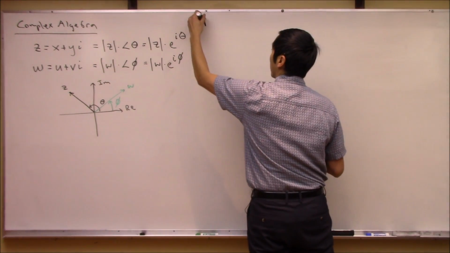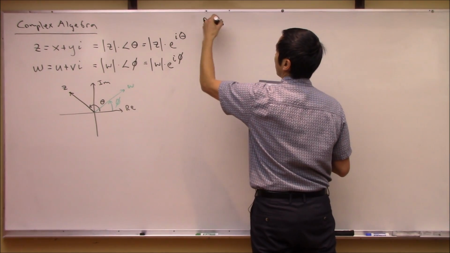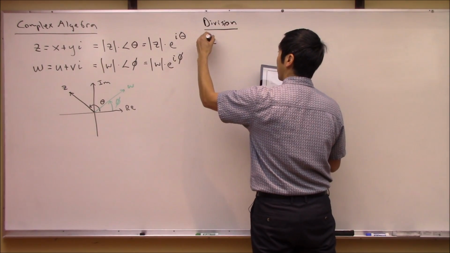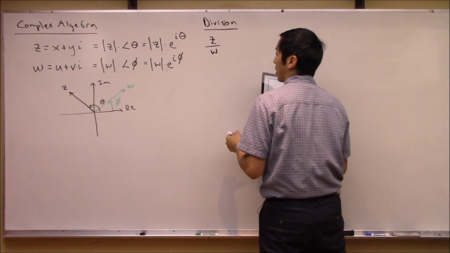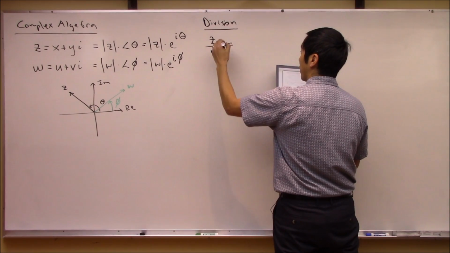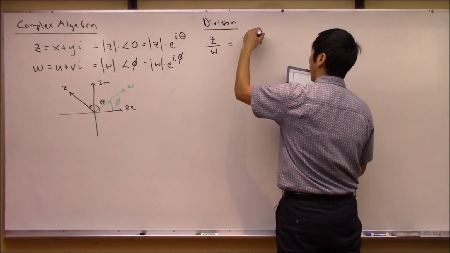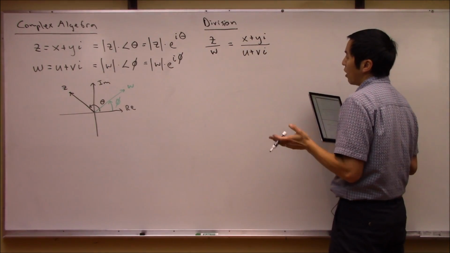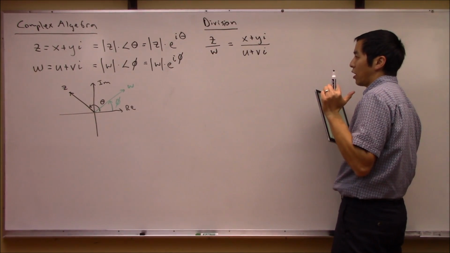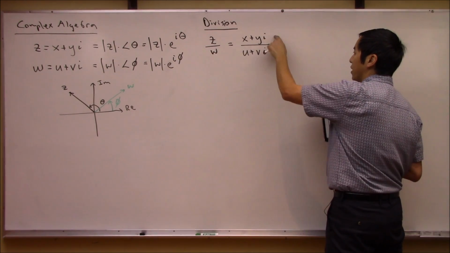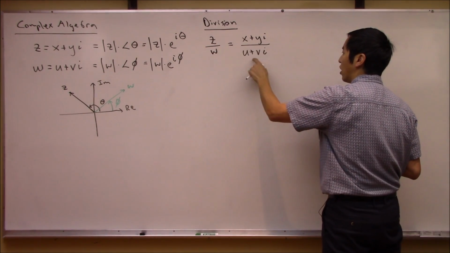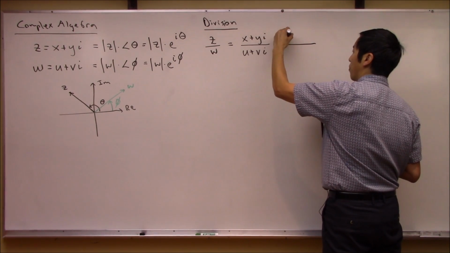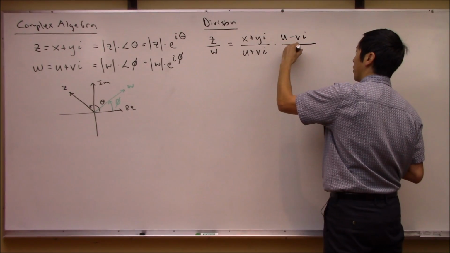All right, so let's go ahead and look at division. Again, what I'd like to do is divide these two numbers, z and w, by one another. So let's just write this out. z is x plus yi divided by u plus vi. Now let's use the rule we just acquired and multiply the top and bottom by the complex conjugate of the denominator. So we're going to multiply by u minus vi and u minus vi.